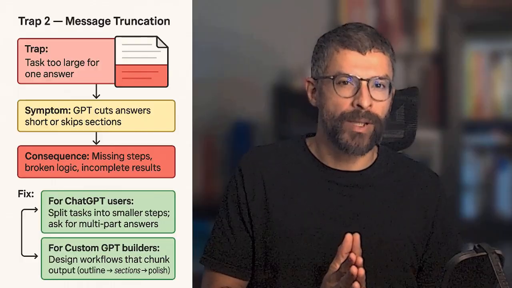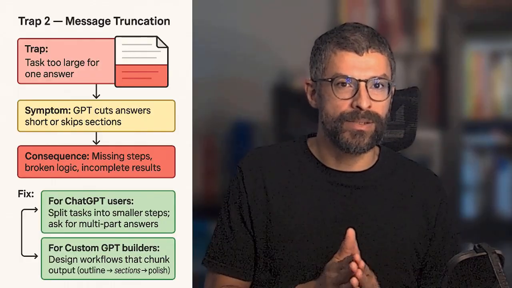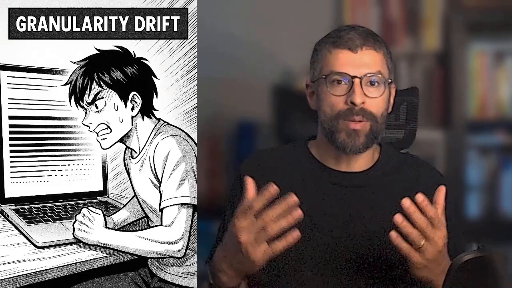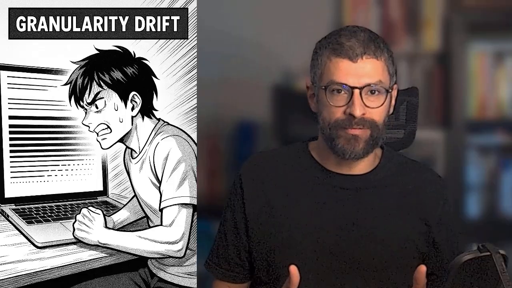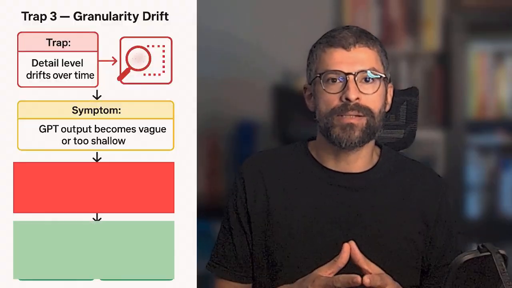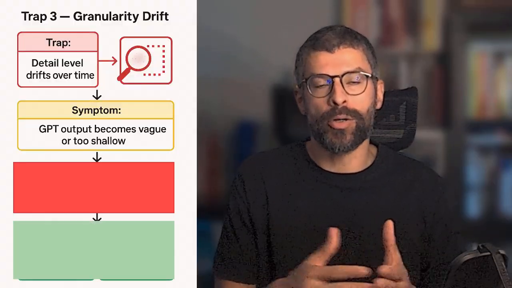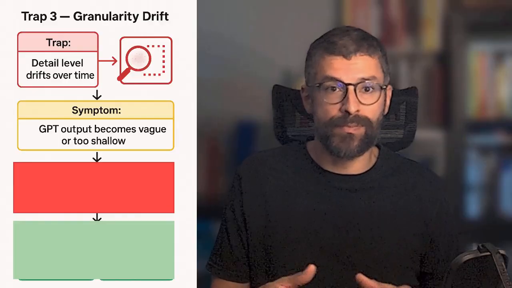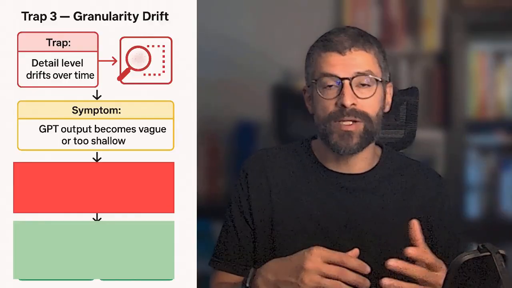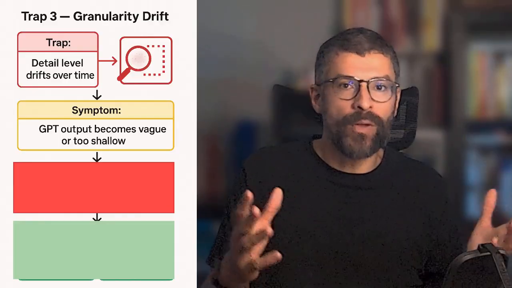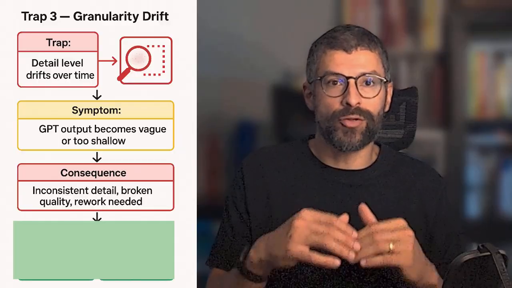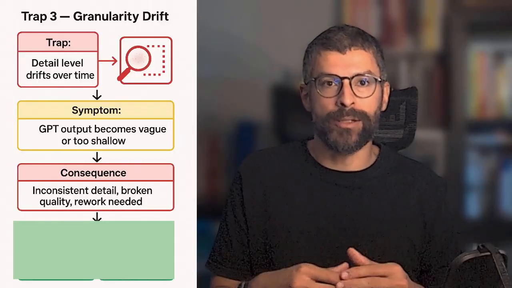But even if you avoid truncation, another trap waits. GPT can drift, the detail starts sharp, then fades. Trap number 3, granularity drift. Ever notice GPT starts out detailed, but the longer the task goes, the blurrier the answers get. It shows up in long projects, building a knowledge base, for instance, or drafting a multi-section report. Steps 1 through 3 are solid, but by step 8, you're getting fluff. The structure falls apart and you end up rewriting the later part.